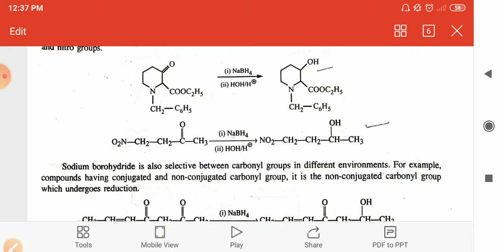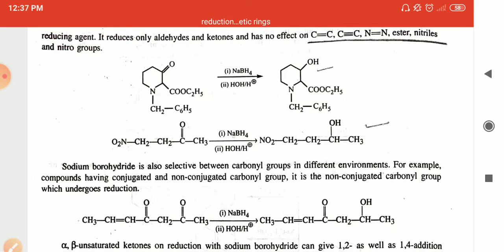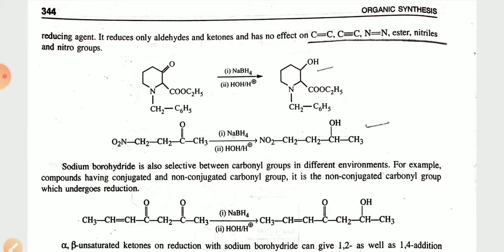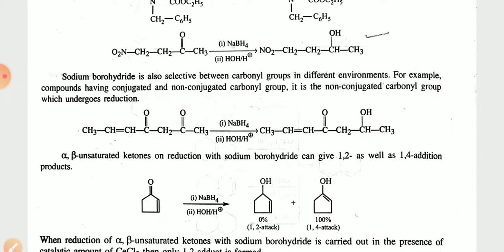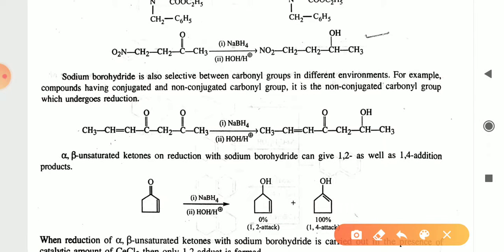Sodium borohydride is selective between carbonyl groups in different environments. For example, in a compound having a conjugated and a non-conjugated carbonyl group, the non-conjugated carbonyl group undergoes reduction. In this reduction you can see the alpha beta unsaturated ketones on reduction with sodium borohydride can give the 1,2 as well as the 1,4 addition.